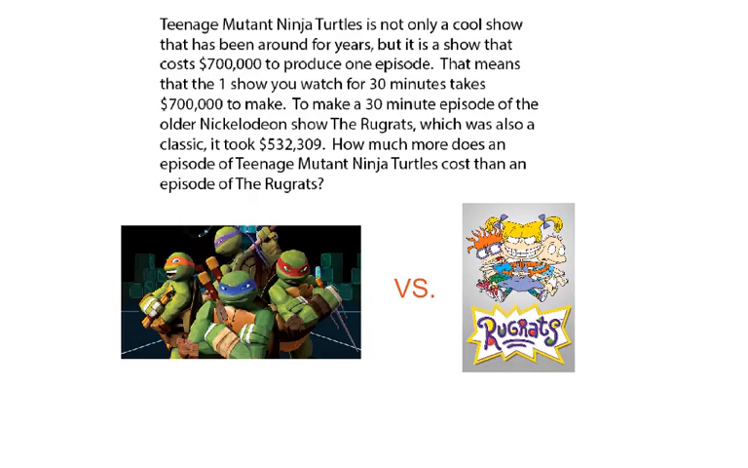We're going to look at one more example of subtracting across zeros. Now this one was actually an interesting scenario to me. Okay, now we have some great shows here. Teenage Mutant Ninja Turtles is not only a cool show that's been around for years, but it's a show that cost $700,000 to produce. Just one episode. I'm not even saying like 5 episodes. Just one episode cost $700,000 to make. That's a lot of money.